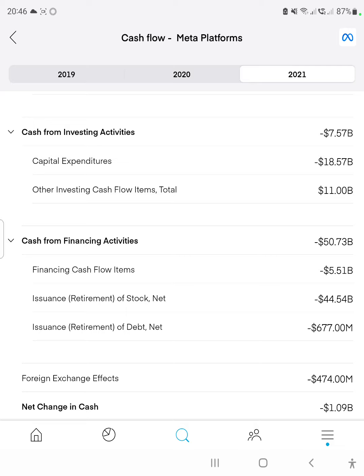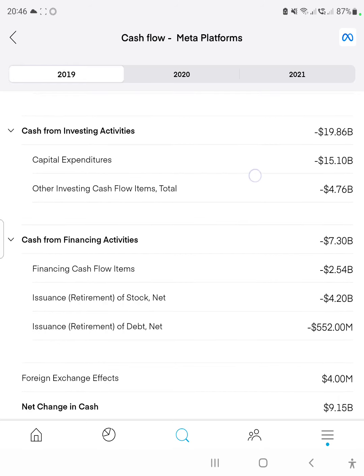The net change of cash is negative 1.09 billion, but don't feel bad. We still need to check the amalgamated information. So the amalgamated net change of cash over the past 3 years. The net change of cash for the previous year is negative 1.32, and 2019 is 9.15. That's what you tend to see.